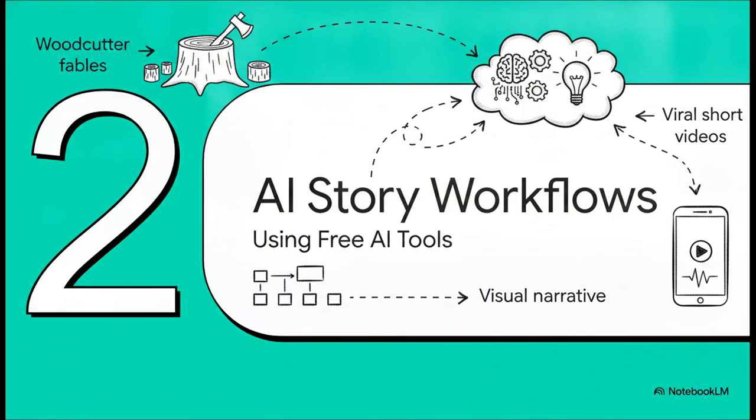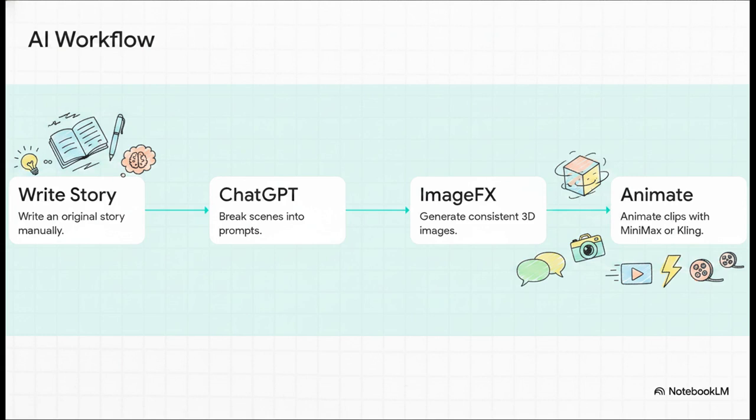Okay, moving on to Section 2, AI storytelling workflows. With the science validated, how do creators actually produce these fables so fast using free AI tools? Well, the optimal workflow starts with manual writing to avoid generic outputs. The biggest mistake creators make is letting AI write the story from scratch. It always ends up feeling really robotic. You gotta manually craft the narrative first.